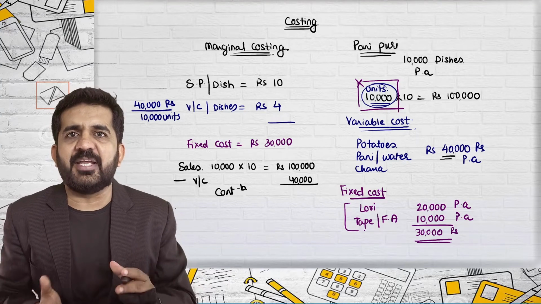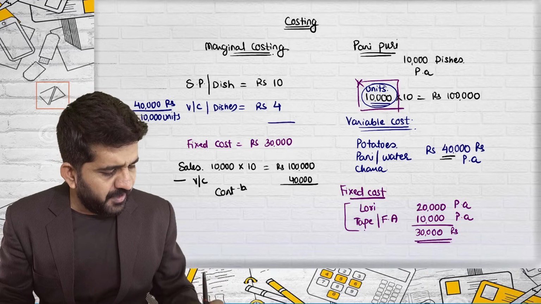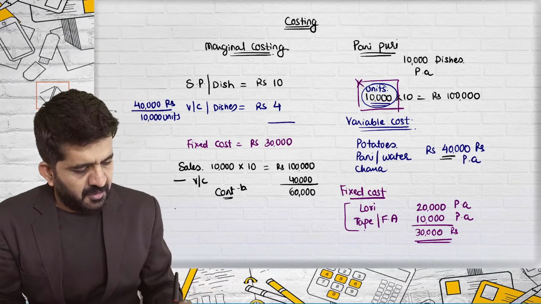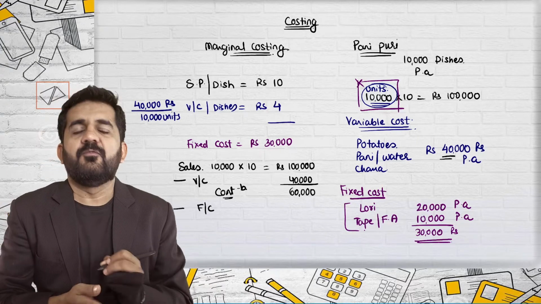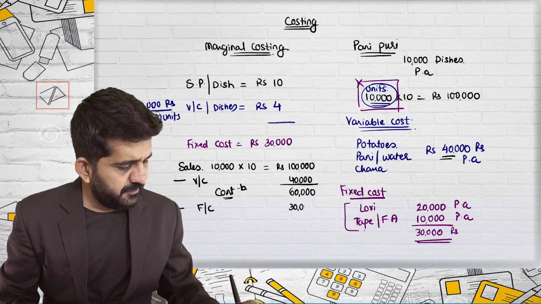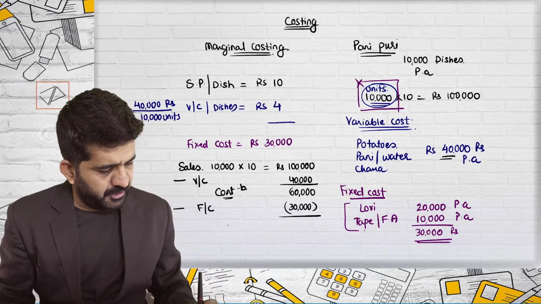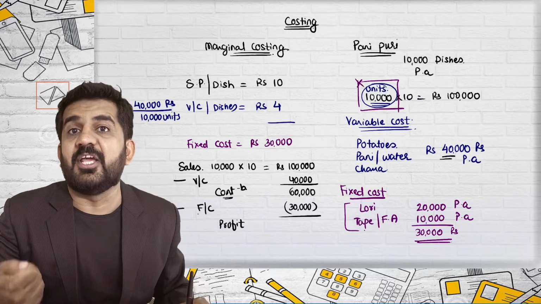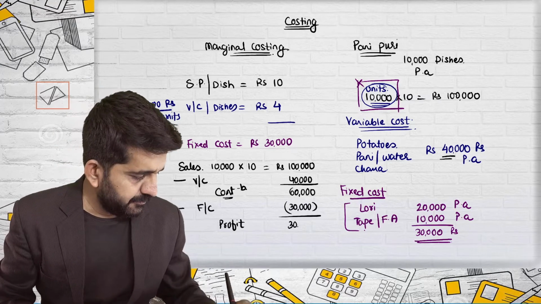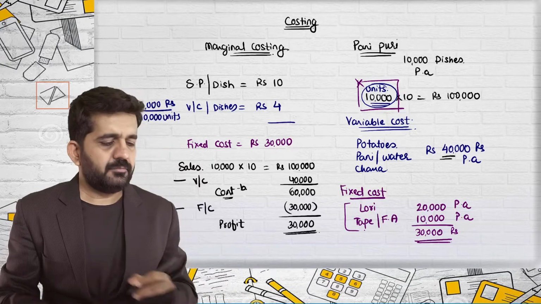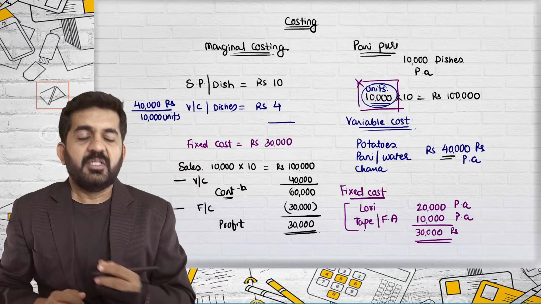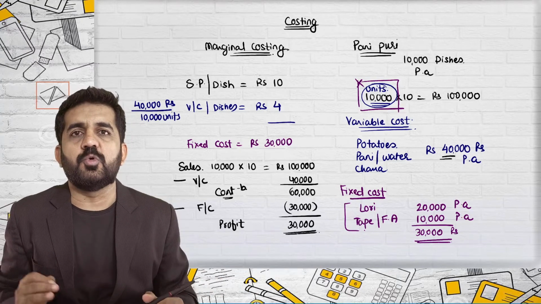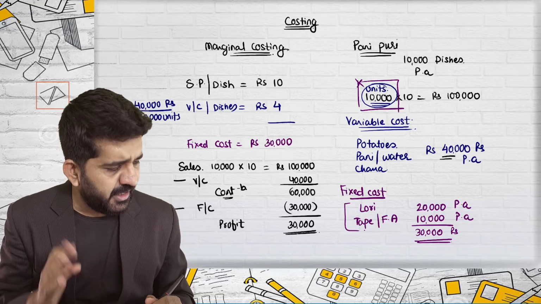Profit is sales minus all costs. So we term it as contribution: 60,000, minus fixed cost, in our case 30,000, and so my profit, this is actually operating profit, EBIT, is 30,000. This profitability statement whereby we find out contribution is known as marginal costing profitability statement.